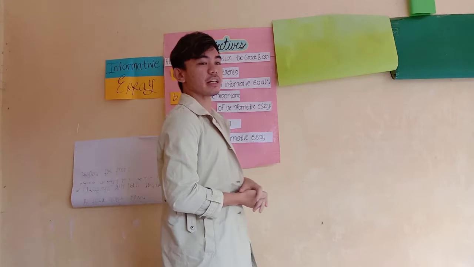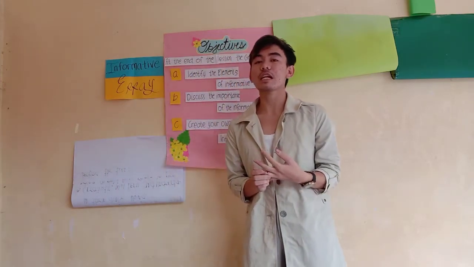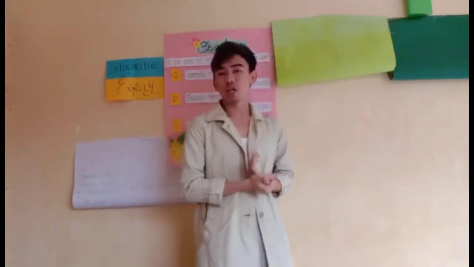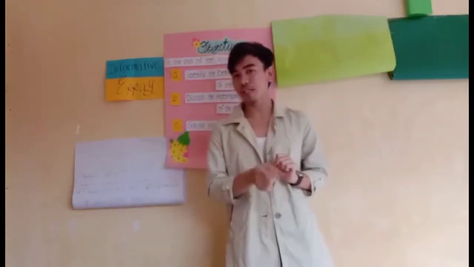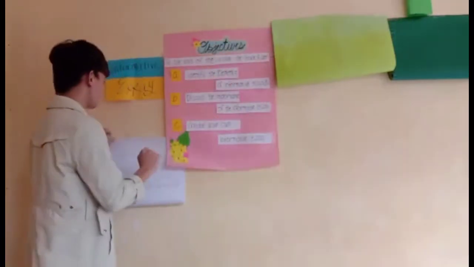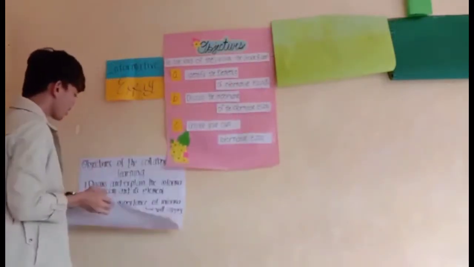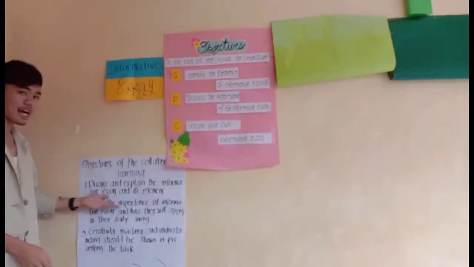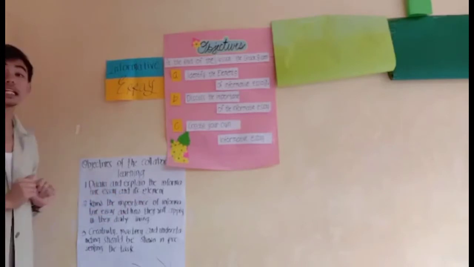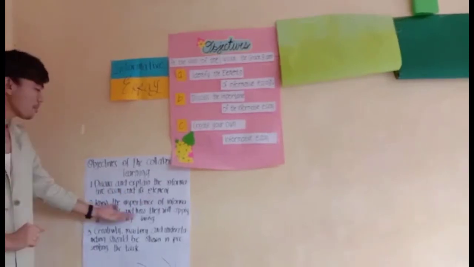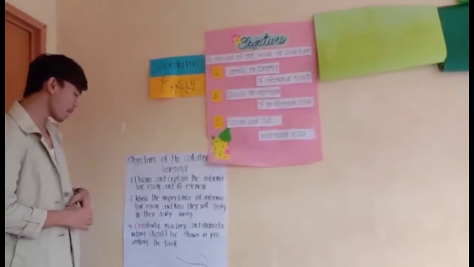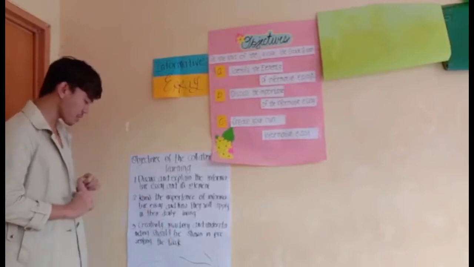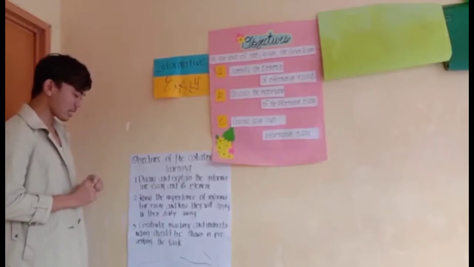I prepared another activity, and this activity is by group. It is called the collaborative learning activity. But before we proceed, let's first read our objectives. First, discuss and explain the informative essay and its elements. Second, know the importance of the informative essay and how to apply it in daily living. Third, creativity, mastery, and understanding should be shown in presenting the task.